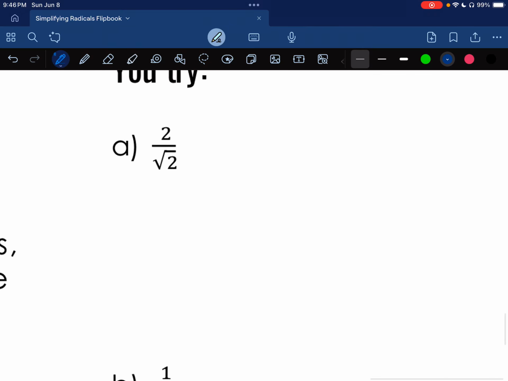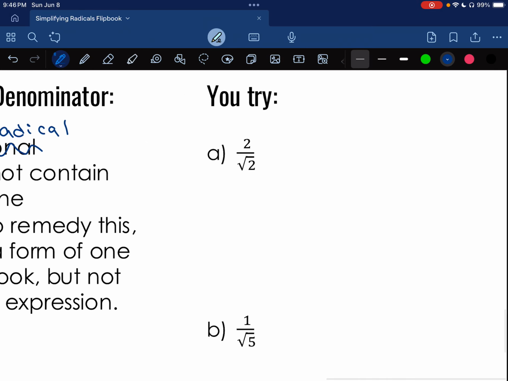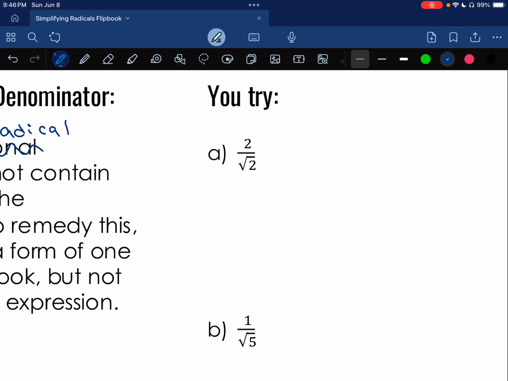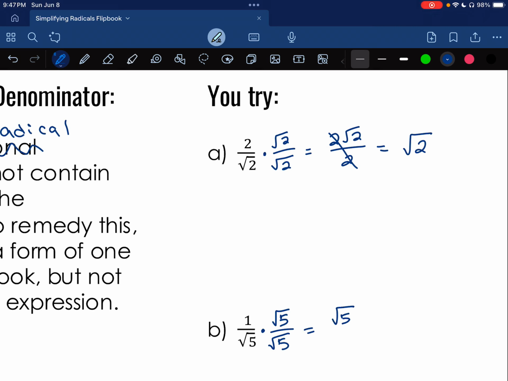All right, so let's go ahead and do these 2 you-try problems. Alrighty, folks, so 2 over radical 2, if you multiply by radical 2 over itself, you would have gotten 2 radical 2 over 2, but of course those 2's would cancel and we'd be left with just radical 2. And last but not least here, we've got 1 over radical 5, we'll multiply by radical 5 over itself, and end up with radical 5 over 5.